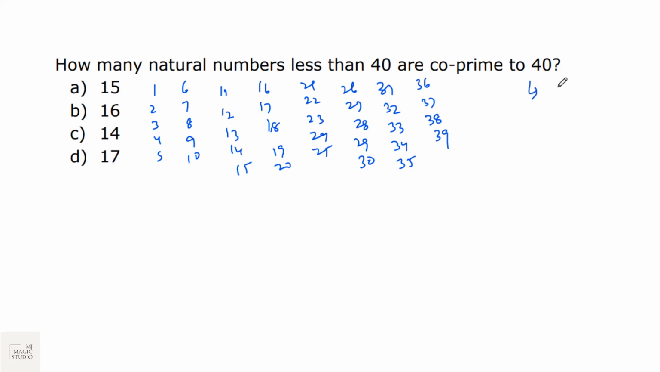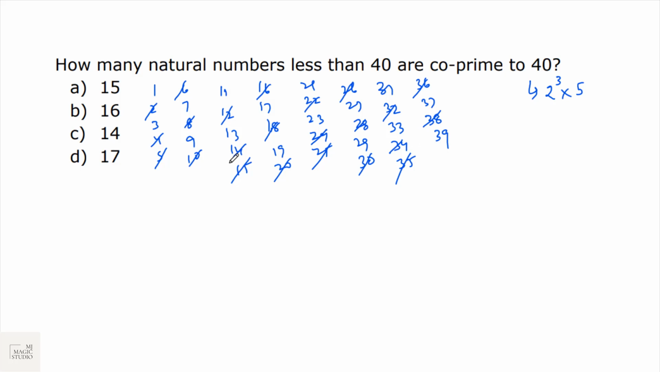Now, we can see that 40 has the prime factorization 2 to the power 3 into 5. So, any number which is even is not co-prime with 40. So, we can delete all even numbers quickly. 28, 30 gone, 32, 34, 36, 38. Any number divisible by 4 or 8 is already gone in the even numbers. Any number divisible by 5: 5, 10, 15, 20, 25, 35.